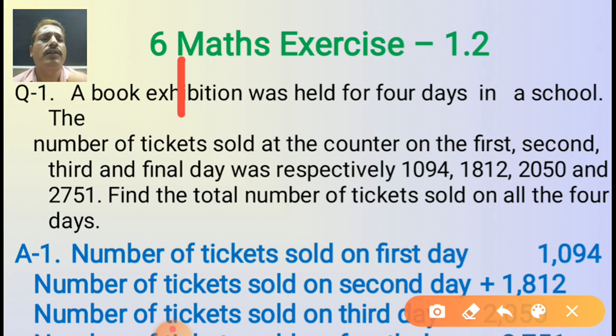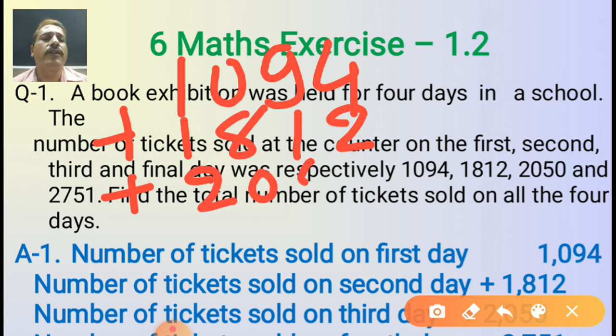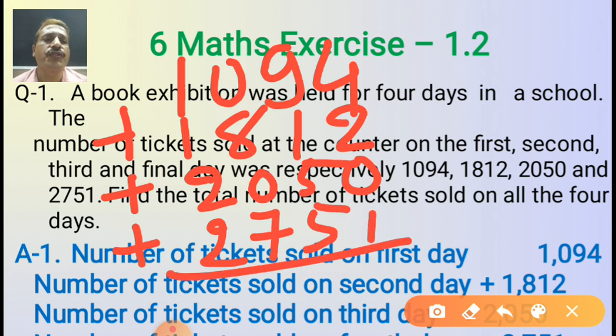So I have 1094 plus 1812. Yes, student, third one? Yes, please tell me. 2050. Very good. Now you tell me one more. 2751. Very good. Here is your question. There are 4 numbers and 3 plus signs. If you forget to put the plus sign, that is also observed and sometimes the marks will be cut. Now from where do we have to start addition?